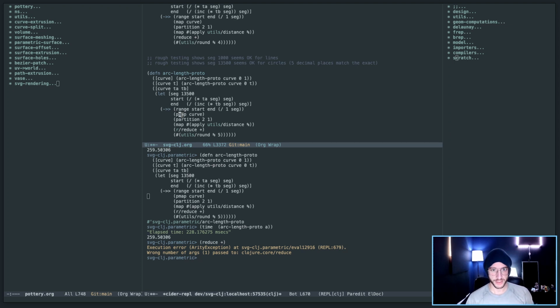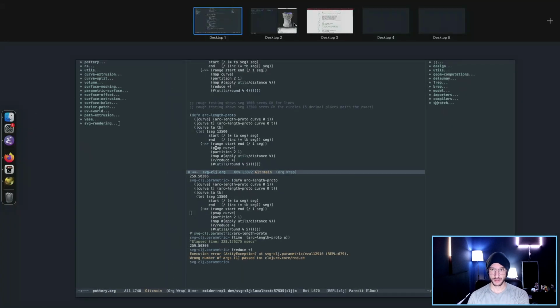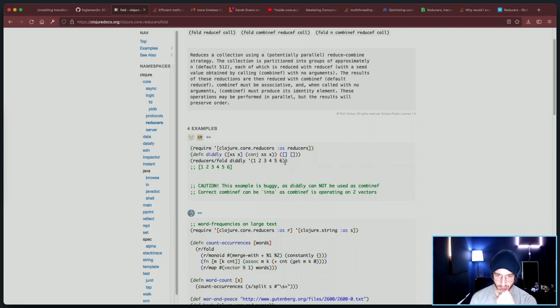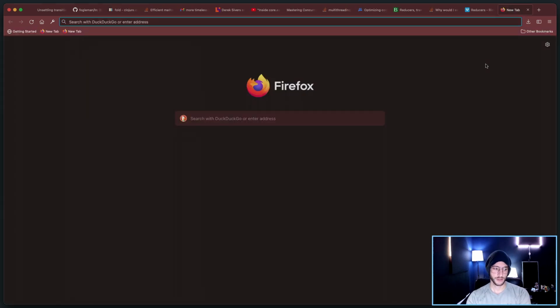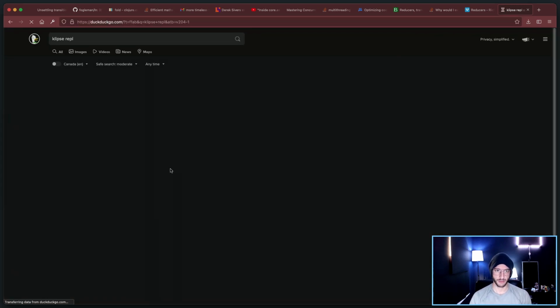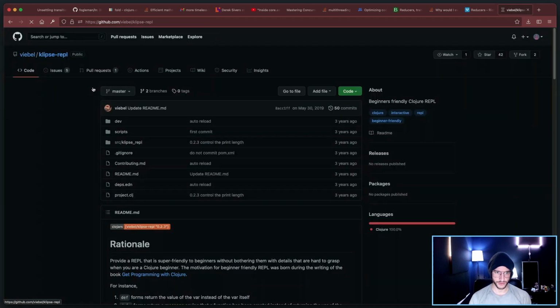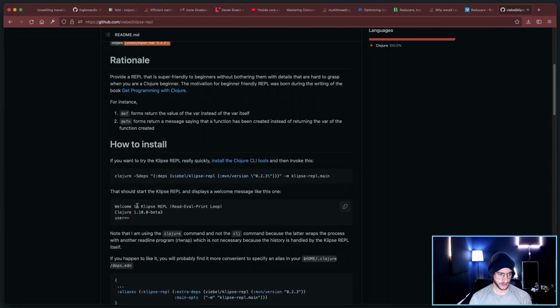See, the problem is I don't want to just use pmap because I can't use that in ClojureScript. Does this work in ClojureScript, by the way? Let's see if I've got Eclipse REPL. Just use this as an example. I think this is effectively running ClojureScript. Let's see.